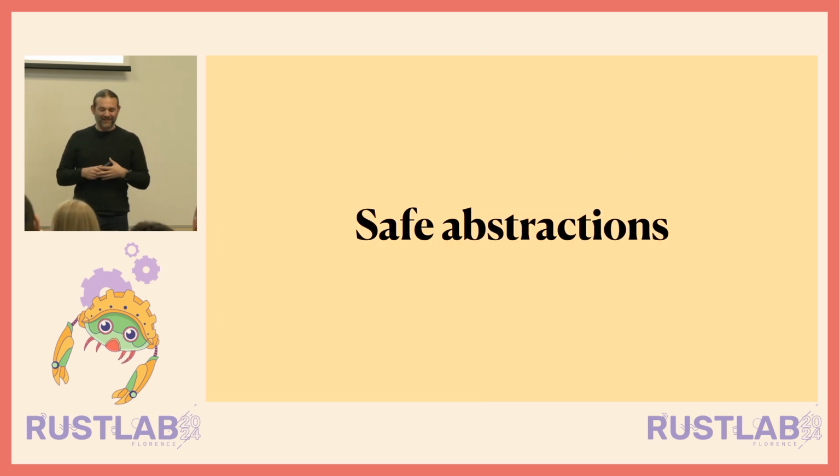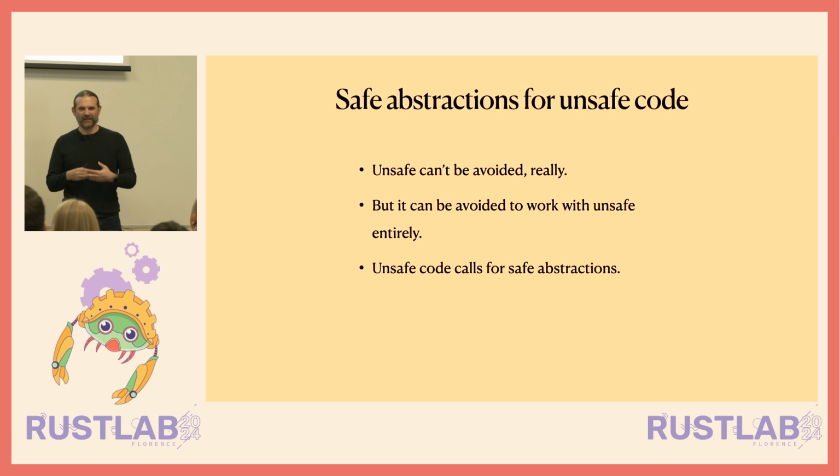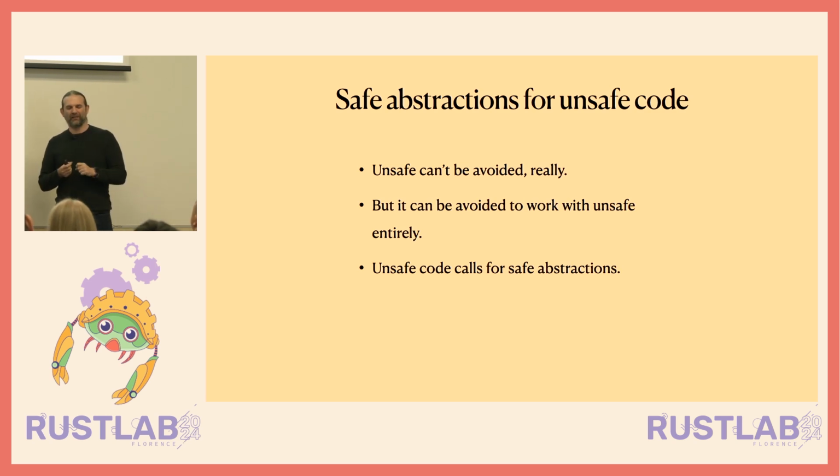So if we want to work with unsafe code, one thing that really helps with that are safe abstractions. One thing that we need to accept is that we can't avoid unsafe to begin with. Really, we can't. The standard library is full of that, and that's okay. There are situations where you need raw pointers. That's how those data structures work. That's how, in a way, computing works. But it's possible that we avoid working with unsafe code entirely, and we can do that by using safe abstractions.